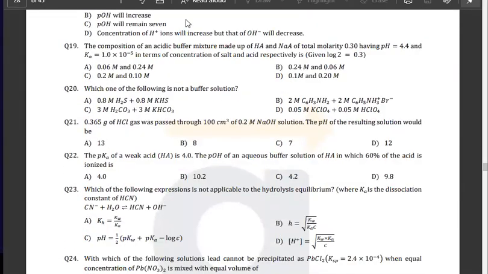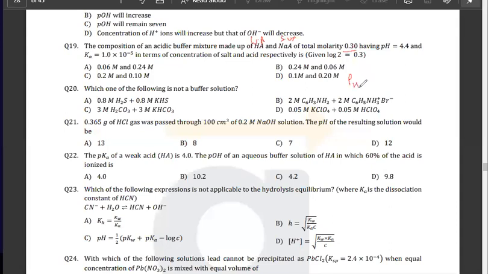Question number 19. The composition of an acidic buffer. See, it is told that it is a buffer. This is a weak acid. This is a salt of the weak acid, right? Of total molarity 0.3. Total molarity is given, right? So it is the concentration of this and the concentration of this. pH is given, K is given, right? Okay, so you have to find what? You have to find the composition, right? So just think about this now.